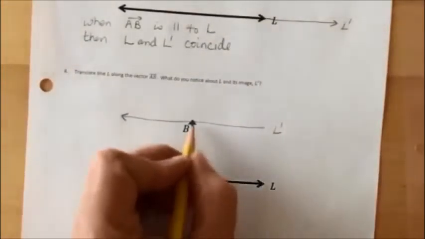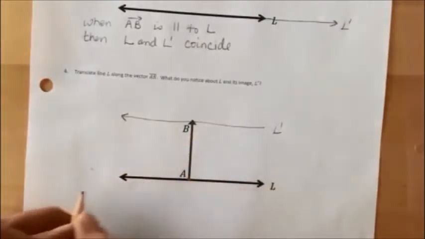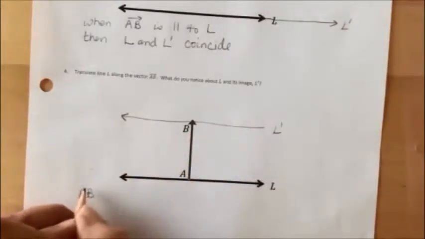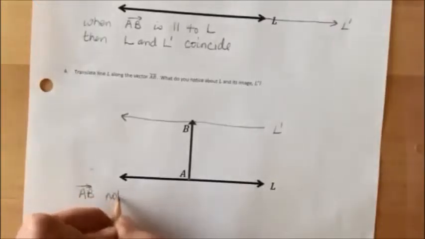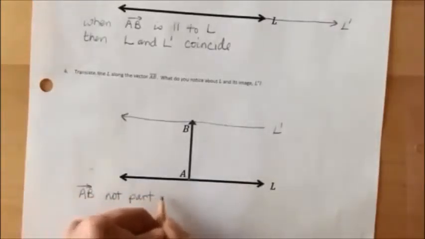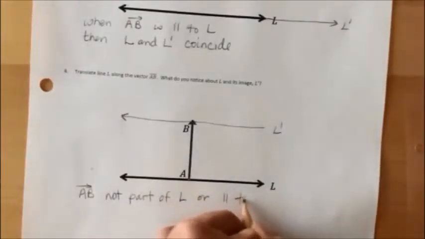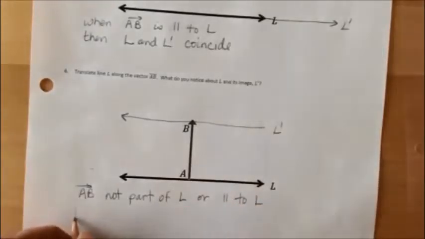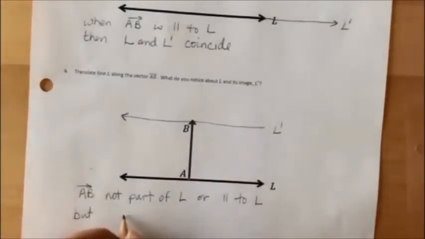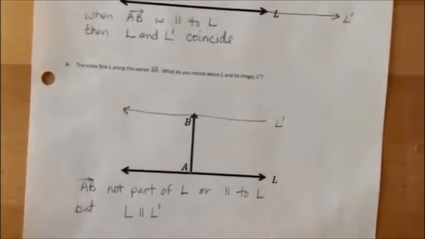And so notice what happened here. This vector AB is not part of the line, it's not part of L, or parallel to L. But L is parallel to L prime. So it resulted in my image, L prime, being parallel to my original line.